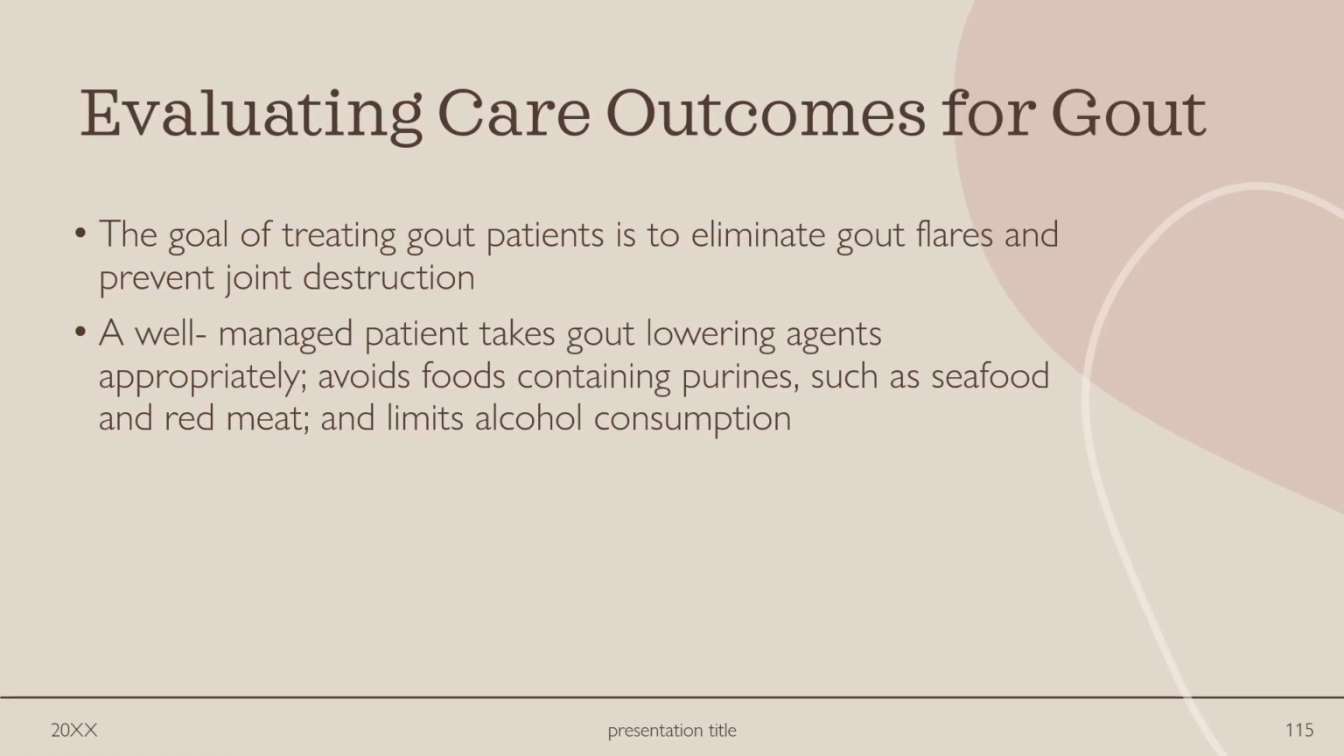And then how do I know that I've done a great job taking care of this patient with gout? The goal of treating gout is to eliminate the gout flare and prevent joint destruction. So a well-managed patient will take gout-lowering agents appropriately. They will avoid foods containing purines, such as seafood and red meat, and they will limit their alcohol consumption, especially beer.